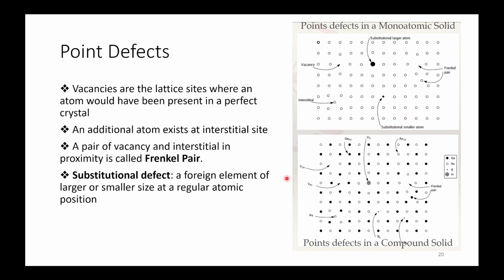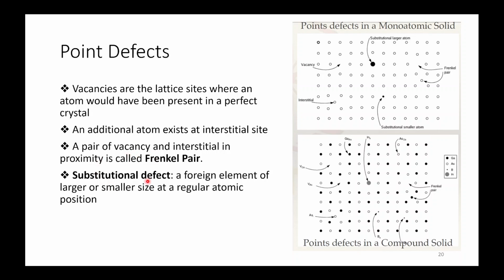Frenkel and Schottky defects will be mainly in ionic solids or ceramics. So in ceramics, here it is shown, the Frenkel pair: your cation goes into an interstitial site, leaving its exact position. In case of Schottky defect, both anion and cation will be missing.